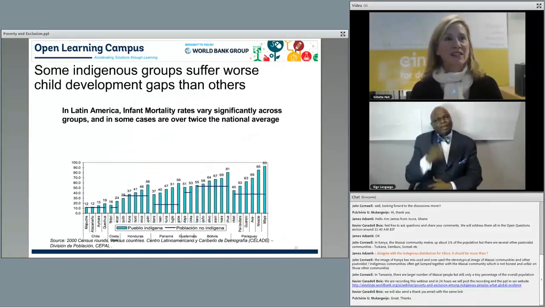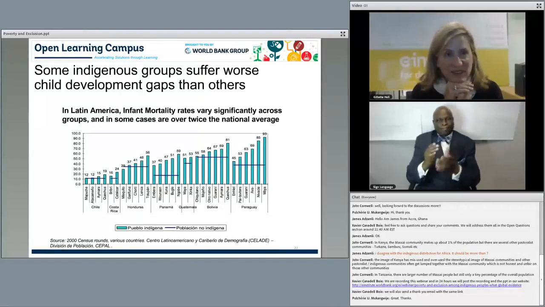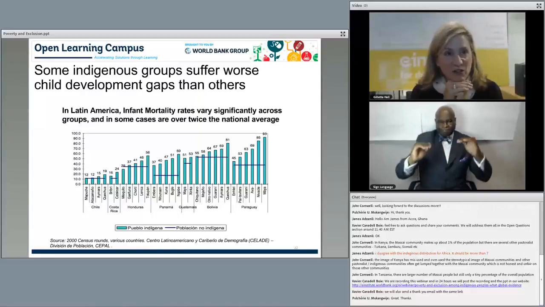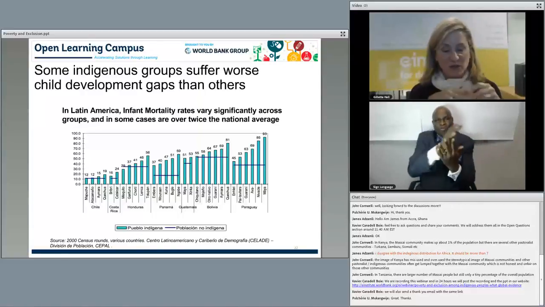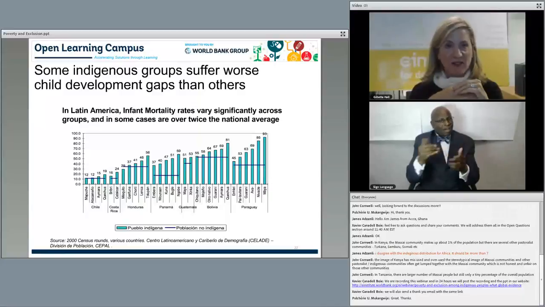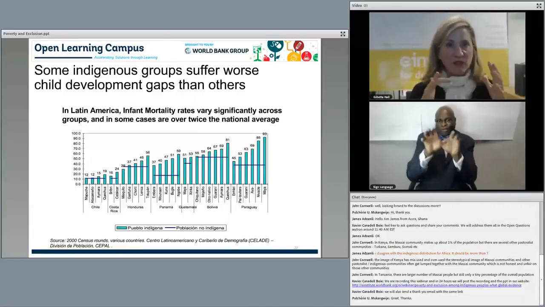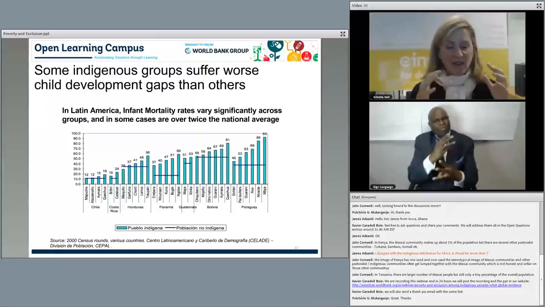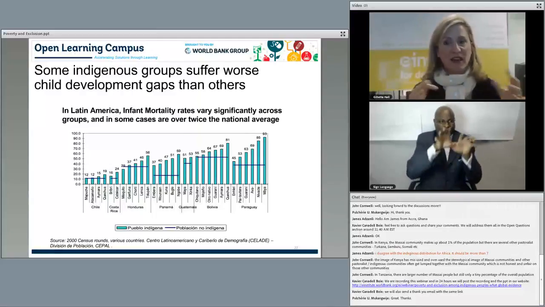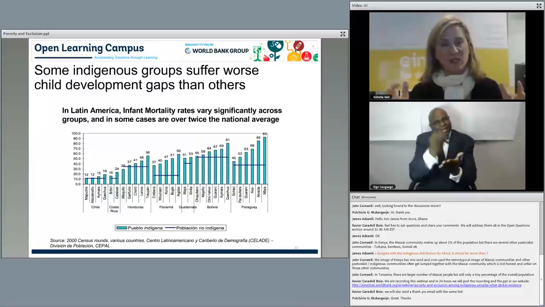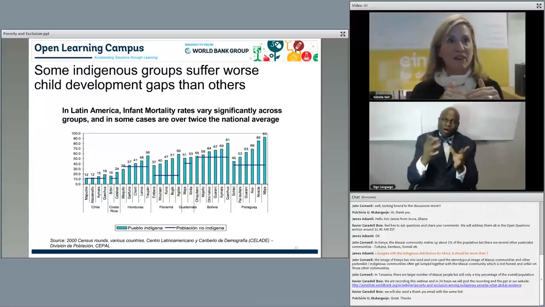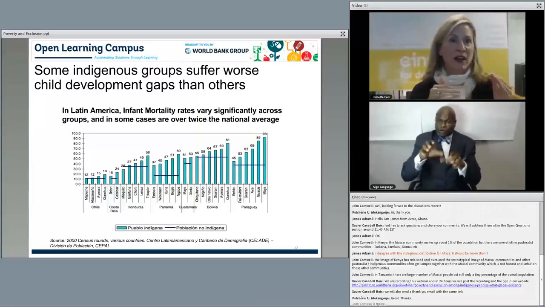Here is a graph showing that there are discrepancies across groups of Indigenous peoples. So again, we want to be careful. While it is very effective, when we look globally, to group everyone together and find evidence of these perturbing gaps, on the other hand, there are groups that do better and groups that do worse.